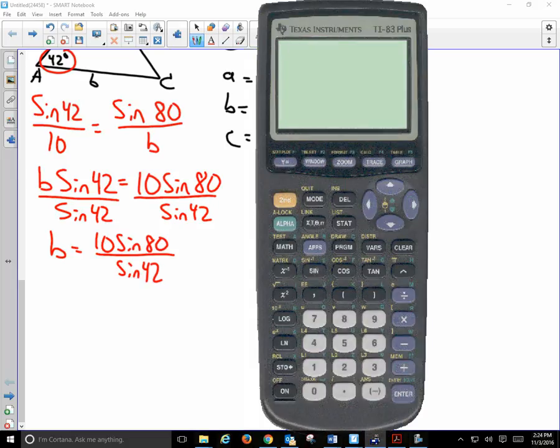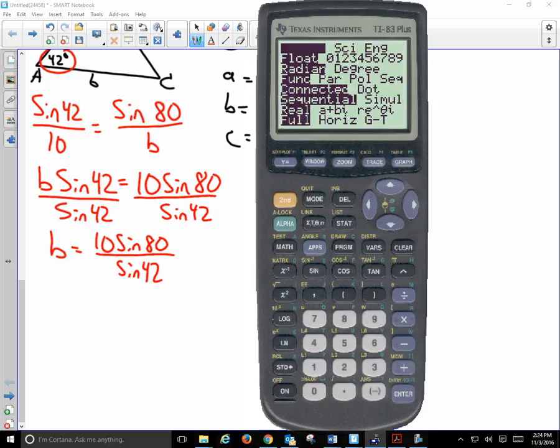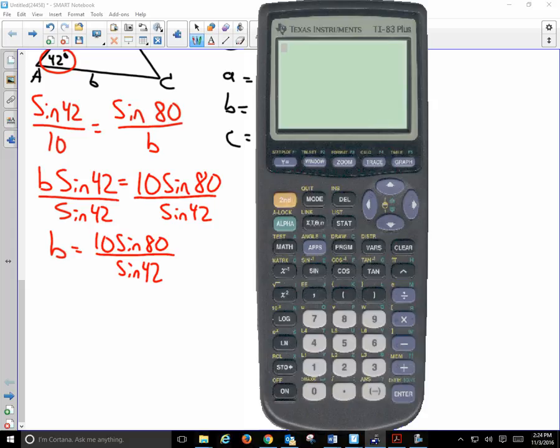Do you think I should be working in radians or degrees in my calculator? Degrees. All the angles we were given were in degrees. So I go mode, and I grab degrees. 10 sine of 80. Make sure you close that parenthesis, divided by the sine of 42. Now you see why you got to have that calculator. And I get B is equal to 14.72.